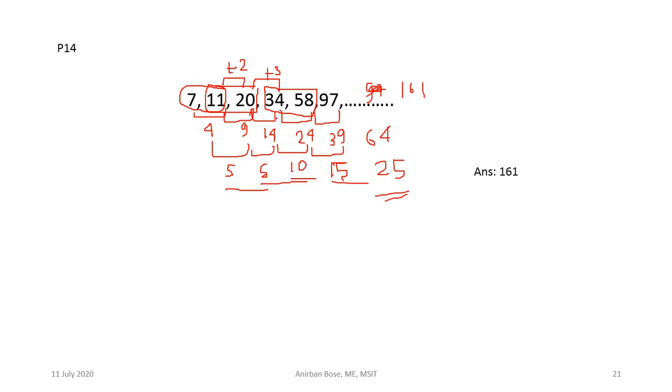34 plus 58. Sorry, before that this one is there. So 20 plus 34, that is 54. 54 plus 4. Okay. Then 34 plus 58 is 92 plus 5. So your answer will be 58 plus 97 plus 6. And in that case also you will get the same answer. Okay.